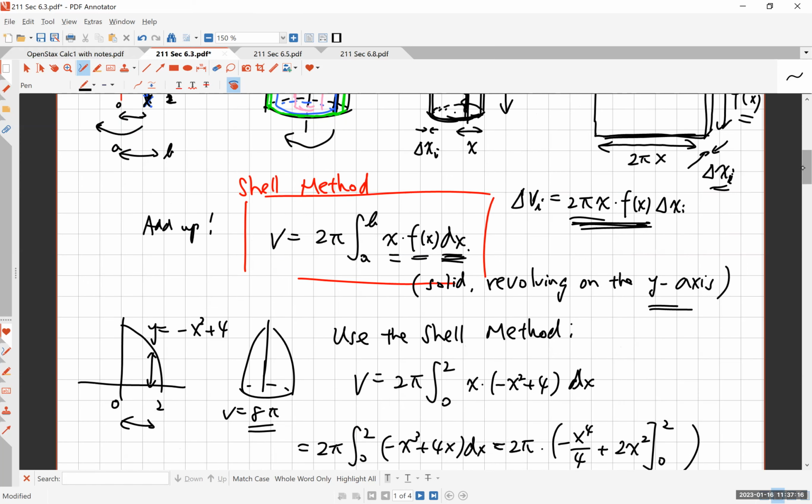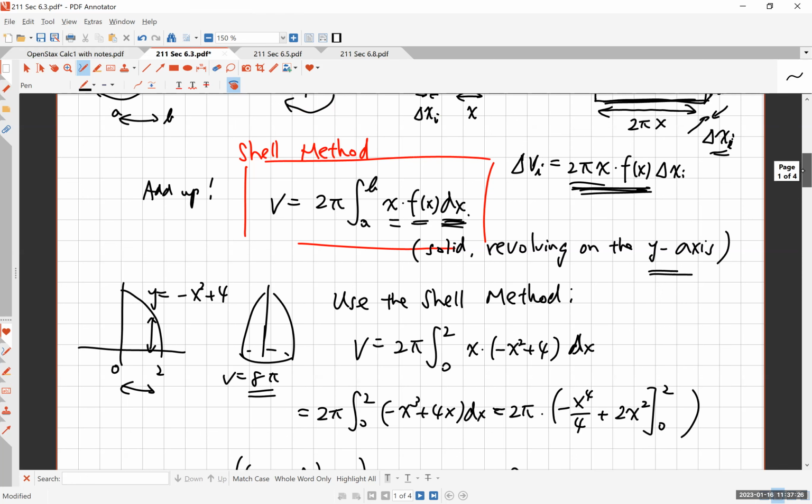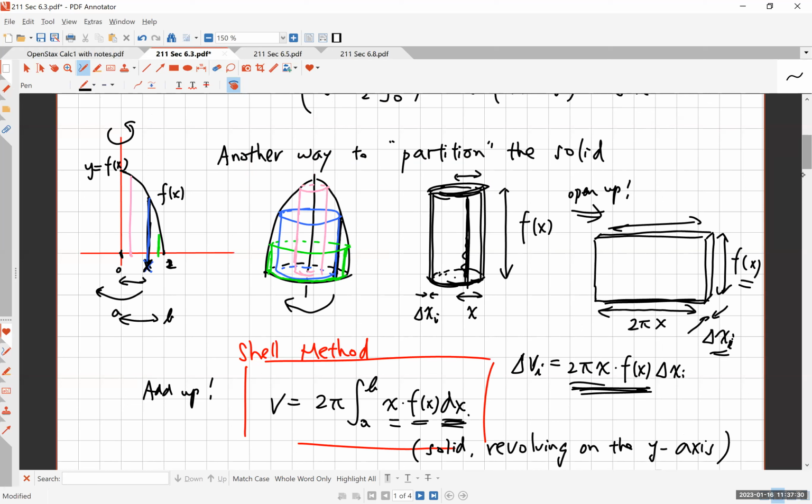If you remember where this thing came from, you will not have a hard time remembering this formula. And in fact, even if you forget the shell method formula, if you can remember the process, you can probably come up with this formula yourself on the spot. All right, let's do an example or two.